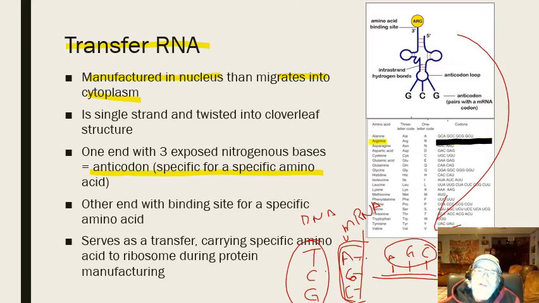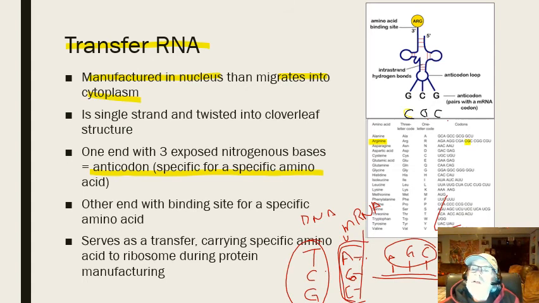Would be cytosine. Cytosine, guanine, cytosine. So let's look over here. Is that there? Right there. There it is. That's one of the appropriate cytosine, guanine, cytosine, and it brings the right amino acid to there.